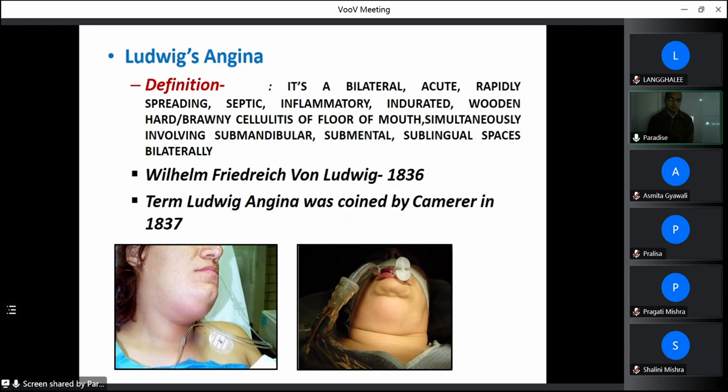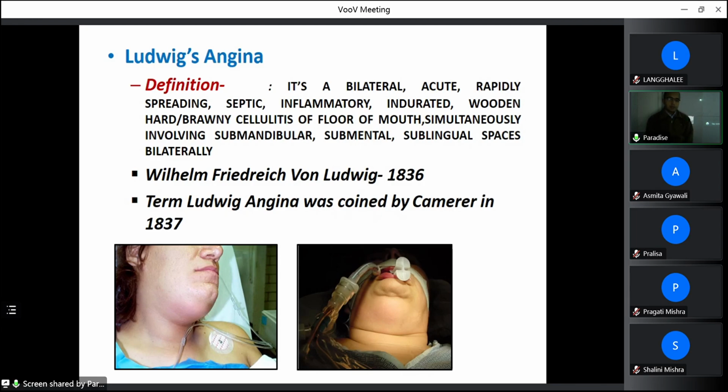It obstructs the airway. So whenever there is Ludwig's angina, you have to treat immediately. The first thing is you have to protect the airway. For that, you can do endotracheal intubation. You can't do oral intubation. You have to go for nasotracheal intubation.